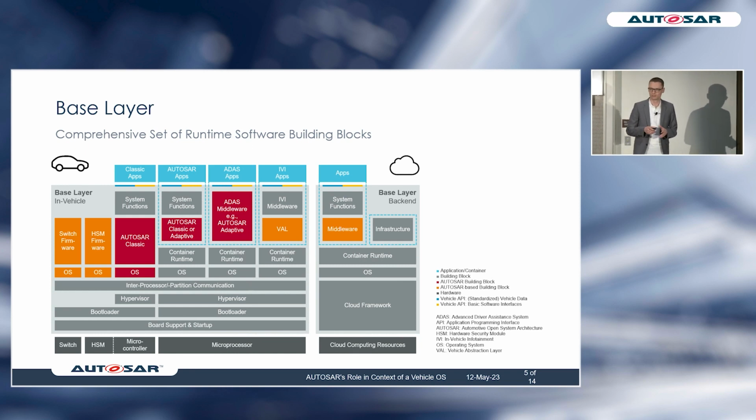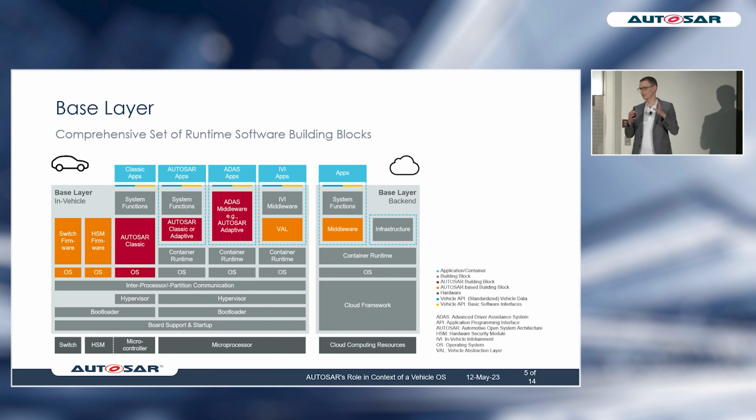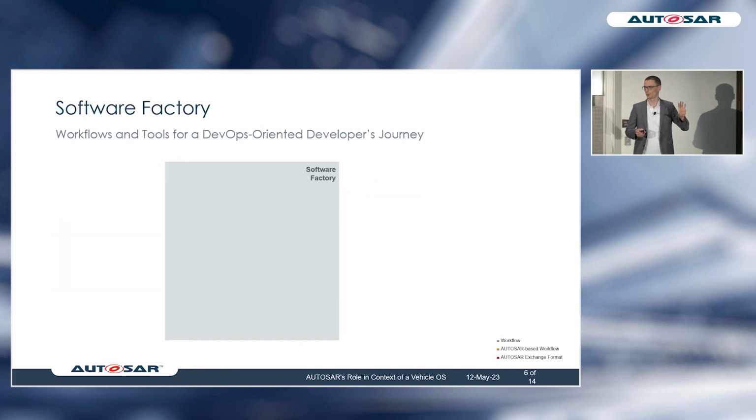Second point now, software factory. Oh, one step back. You can see all the colored blocks are now the contributions of Autosar. Red, again, the original intention. Orange, spreading, reusing things being defined. Same color coding now for the software factory, for the workflow.